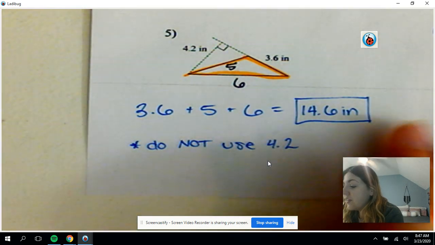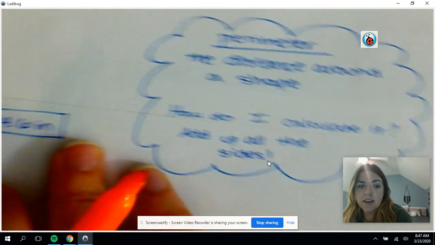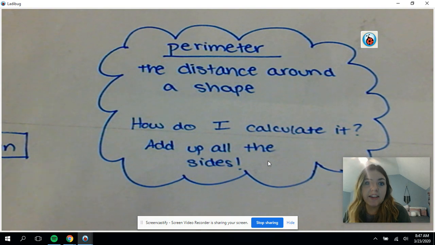So that is what perimeter is. It's very easy to calculate. All you're doing is adding up all the sides.